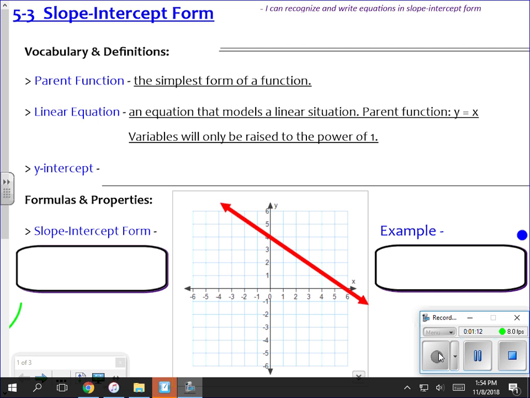The key thing about linear equations, variables will only be raised to a power of 1. There are no x squares, there are no square roots, or anything like that in a linear equation. You start adding exponents or radicals and stuff like that, it starts getting all curvy. No more straight lines.